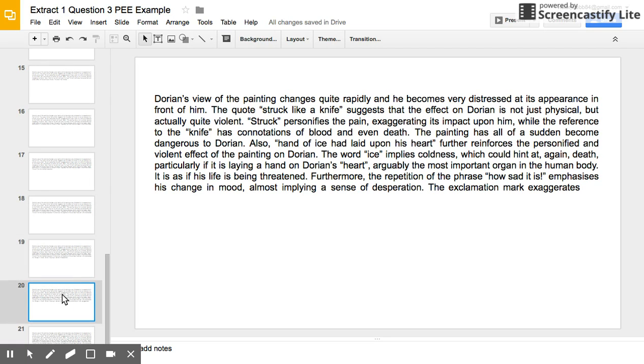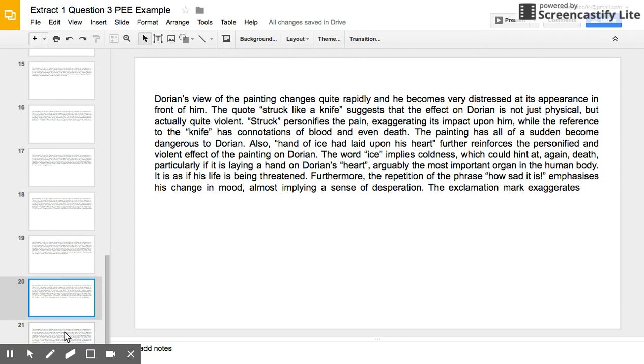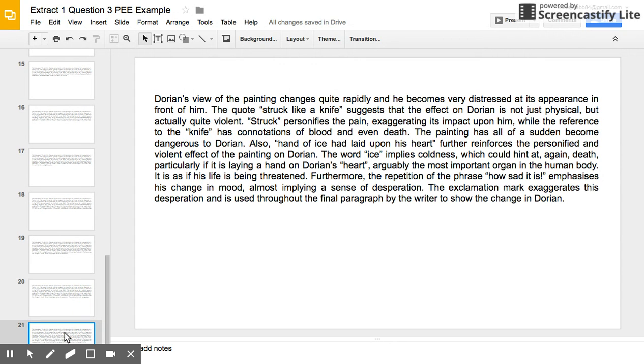This time I picked out not a keyword because it's a bit of punctuation, but I don't have to write the actual exclamation mark, I can just say the exclamation mark exaggerates, but it's working the same way as a keyword here and a keyword here. And then I just finish up my explanation that way. I haven't got an additional sentence there because I feel like it is complete.